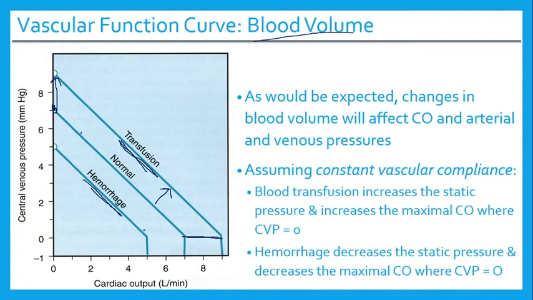And then hemorrhage, a loss of blood, is going to work in the opposite manner, right? So what you're seeing, this shift in the vascular function curve, that's due to the decrease in blood volume, ultimately, which decreased the static pressure. And so, therefore, you would see a decrease in the max cardiac output before you reached central venous pressure of 0. So ultimately, by adding more blood volume, you're going to be able to increase cardiac output and pressure. By subtracting blood, decreasing the blood volume would reduce cardiac output and therefore pressure.